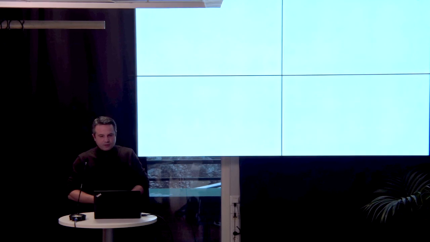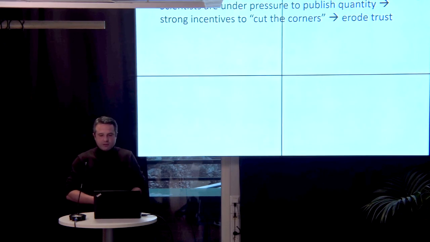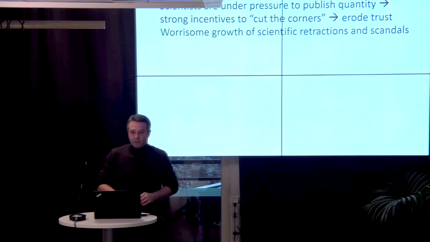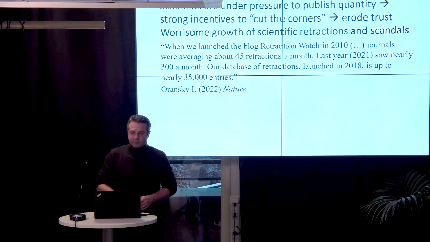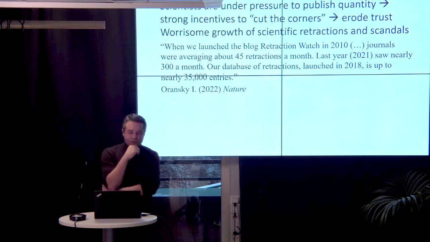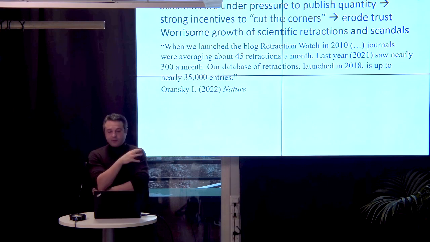Final consideration, and then I'm closing. Scientists are under pressure to publish quantity. In this system, especially in some countries, there are strong incentives to cut corners, to maybe adopt opportunistic behavior, which erodes trust in the scientific literature and in science. We have observed a worrisome growth of scientific retractions and scandals. This is a comment by Oransky, the founder of Retraction Watch. When we launched Retraction Watch in 2010, journals were averaging 45 retractions a month. Last year, nearly 300 a month.